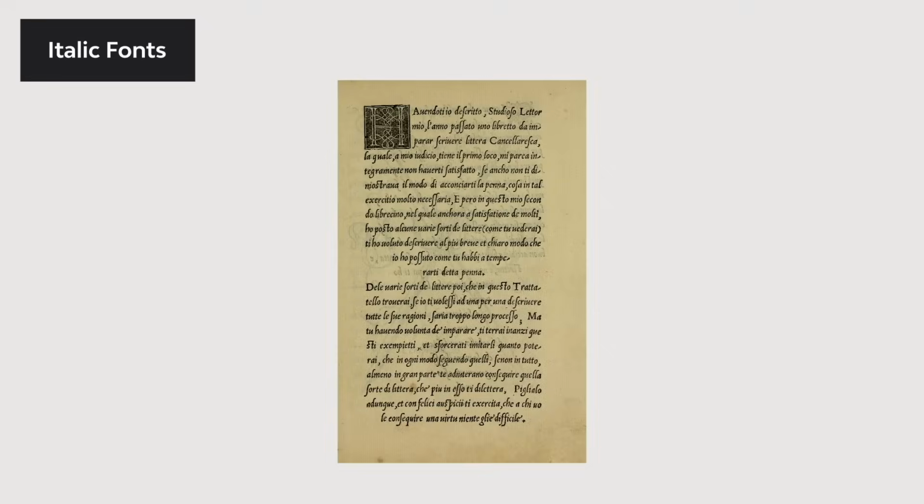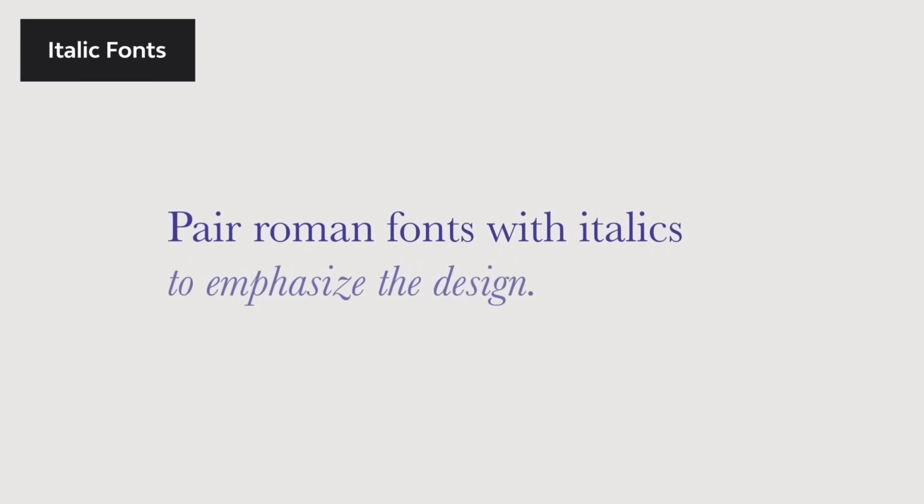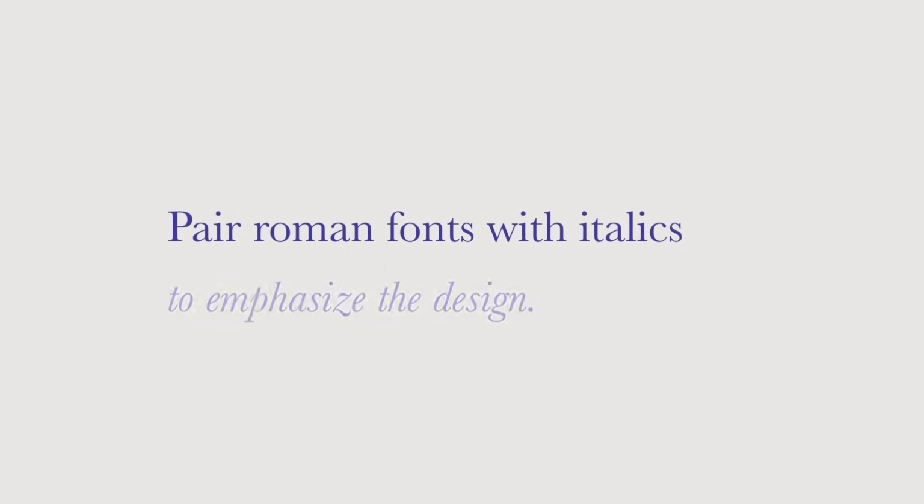Using heavier weights will attract attention. When type was invented, all fonts were designed as Roman. Italic fonts were introduced around the 16th century. By the 18th century, foundries started pairing Roman and italic designs. Italics were used to emphasize certain points in a text block.